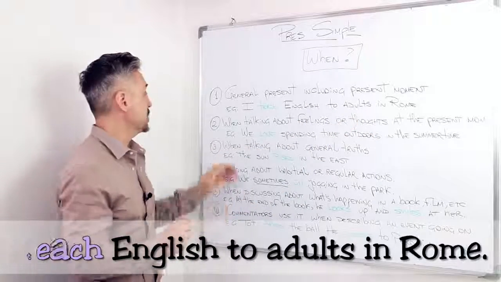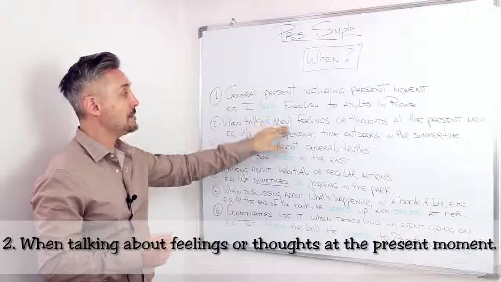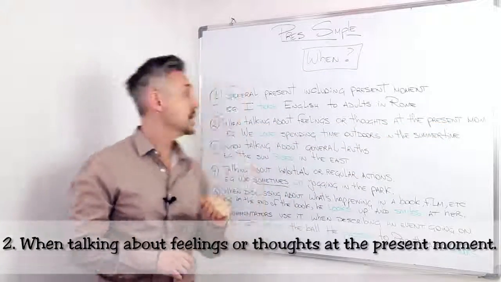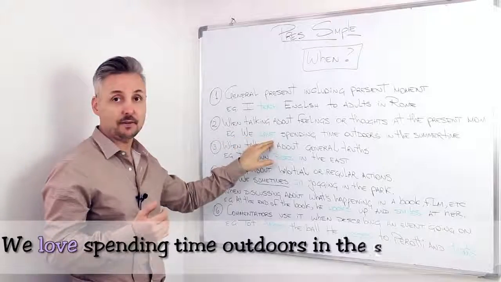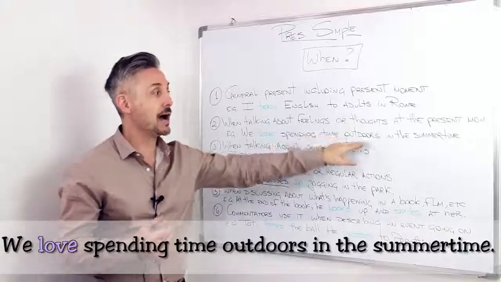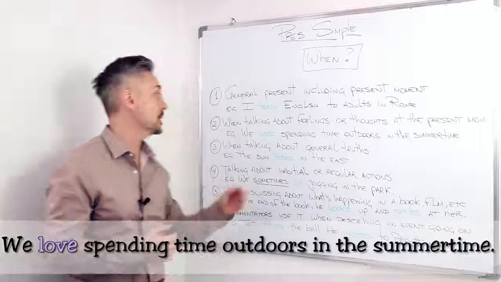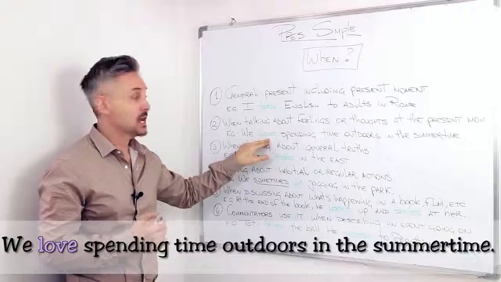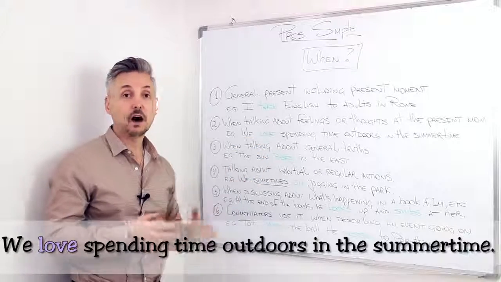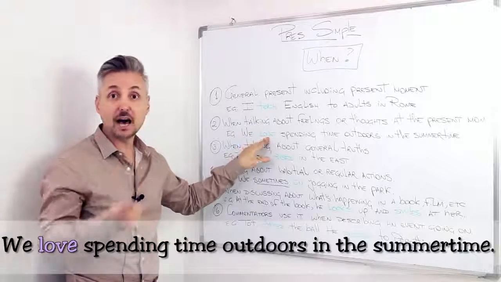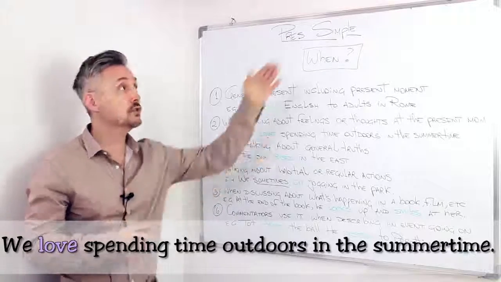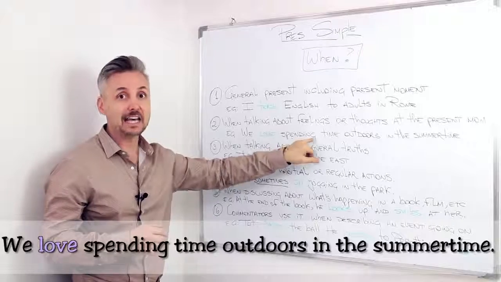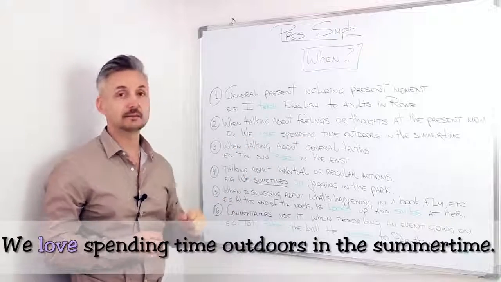Then the second situation, when talking about feelings or thoughts at the present moment. So, we love spending time outdoors in the summertime. Here, the verb of feeling is love. Now, if you want to watch a lesson on verbs of feeling such as love, like, enjoy, hate, you can click here. Remember that we need the ing, love, spending.